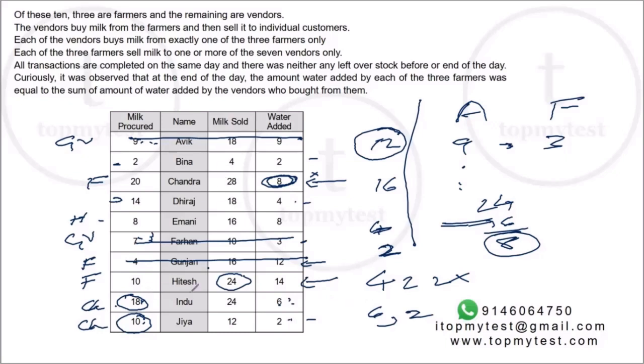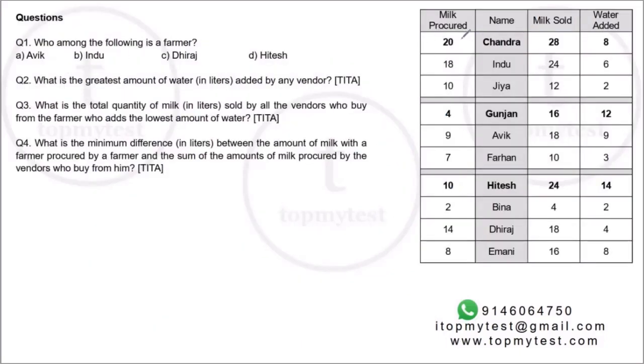This matches. Whereas if you combine Indu with Bina, it will be 18 plus 2, only 20. This will not match. So we also know Hitesh has 3 vendors, Dheeraj and Bina. You can verify. Milk procured is 2 plus 14 plus 8. That's 24. And total water added is 2 plus 4 plus 8. That's 12 plus 2, 14. Right, so I have every single person's procured. We also know who is the farmer, who are the vendors. We can answer the questions.